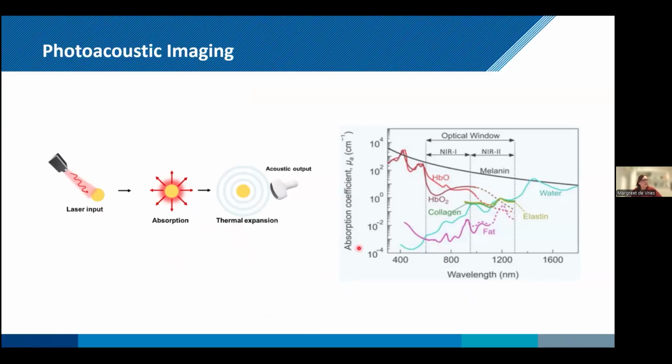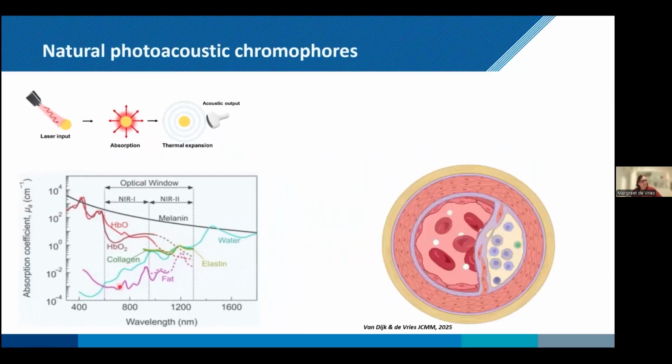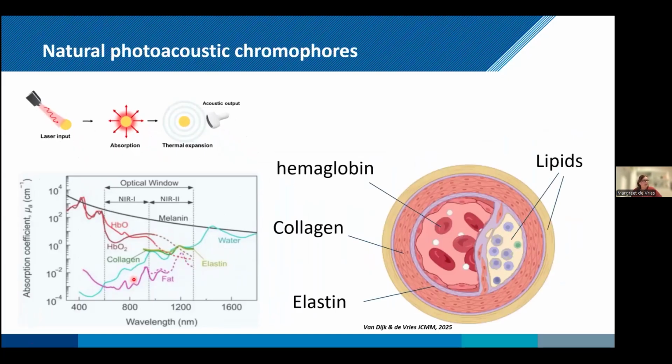have photoacoustic abilities. And if we look at the vessel wall, we can see that this includes lipids, elastin, collagen, and hemoglobin. And what is also very important in these measurements, if you want to do in vivo measurements, is that in the skin you have a lot of melanin that also has these photoacoustic properties.